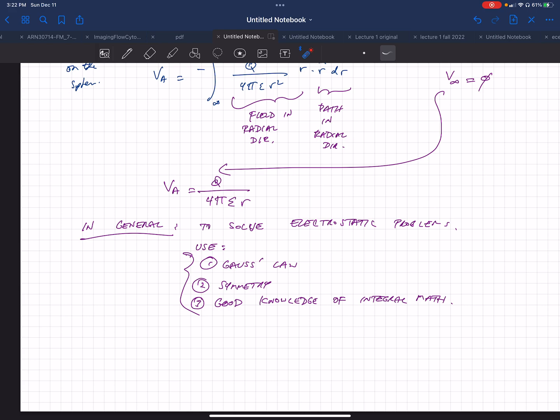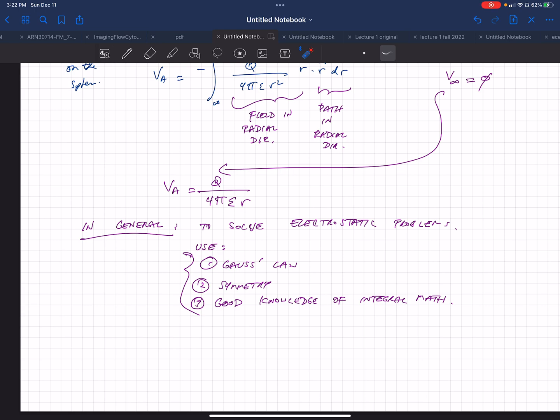So that's sort of laying out electrostatics for you. And then in the next lecture, we're going to be talking about some examples of how to solve some typical problems with electrostatics. A couple of examples.